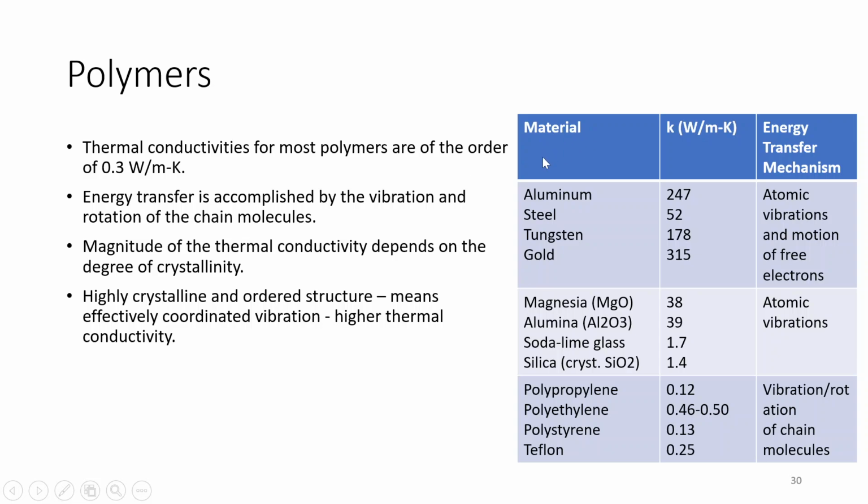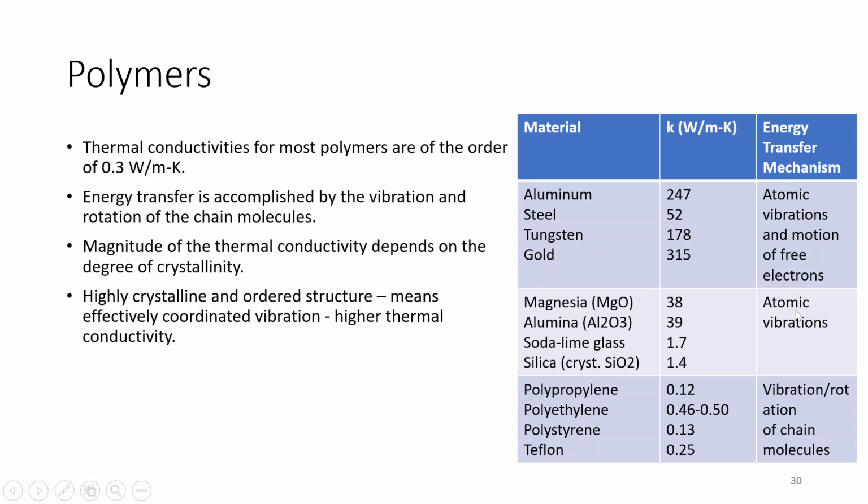So in case of materials, you can see the thermal conductivity is least in case of polymers, then it is higher in case of ceramics, then it is highest in case of metals. So in case of metals, we can see for aluminum it is 247, for steel 52, tungsten 178, gold 350. And in case of metals, the energy transfer mechanism is atomic vibrations and motion of free electrons.